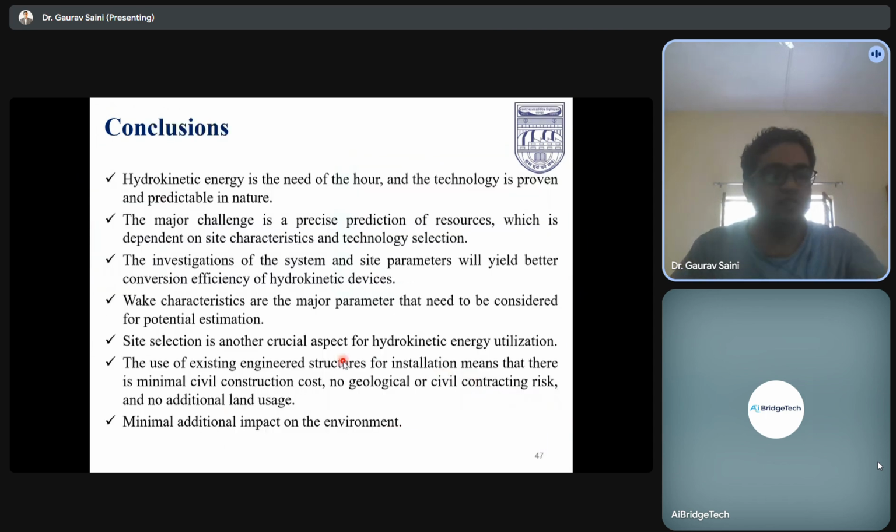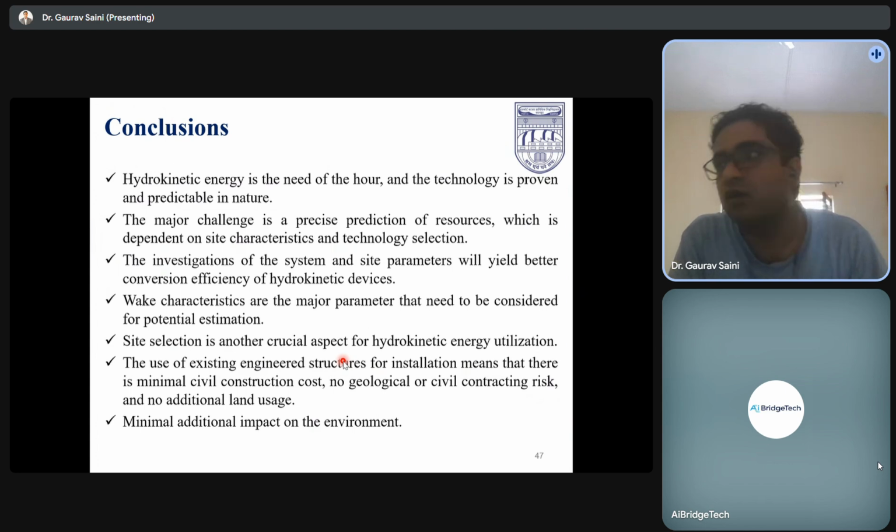So if we conclude, hydrokinetic energy is the need of the hour, because we have already explored a lot of hydropower potential, which is basically potential at base. And this hydrokinetic energy is a proven technology, because this is not new. We have been using this for centuries. So this is most predictable in nature and is proven in nature.